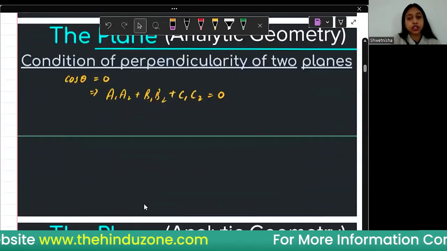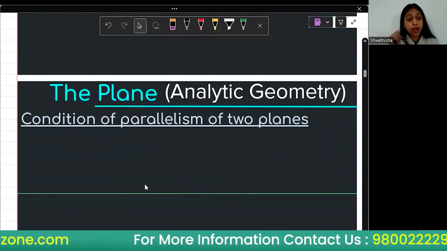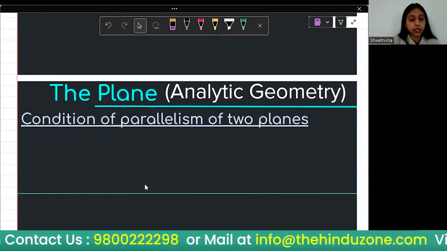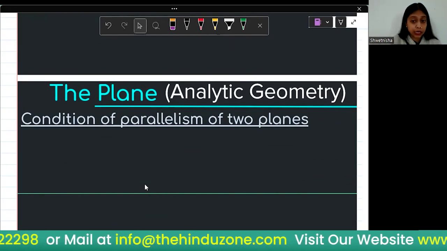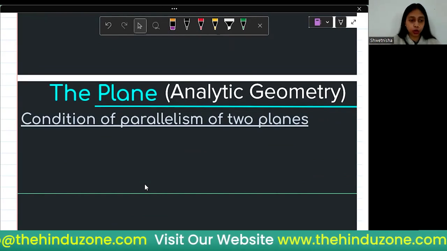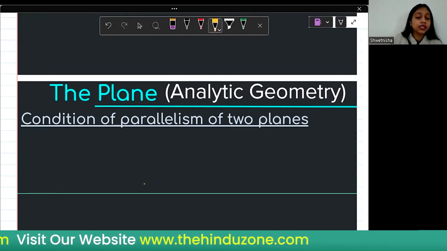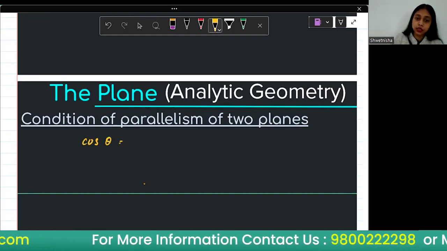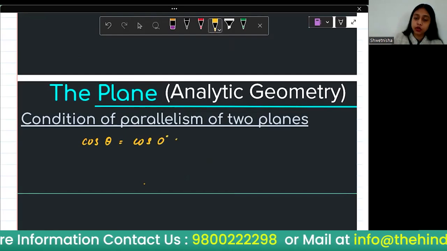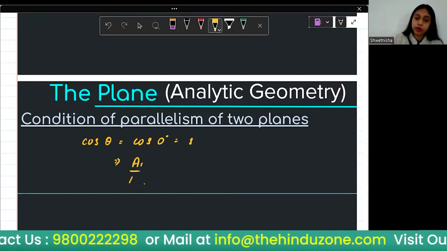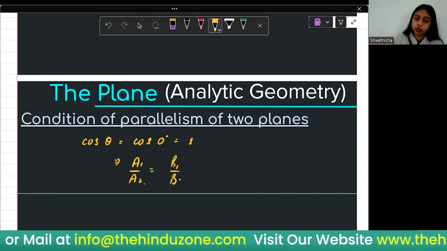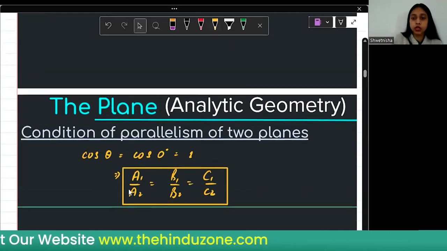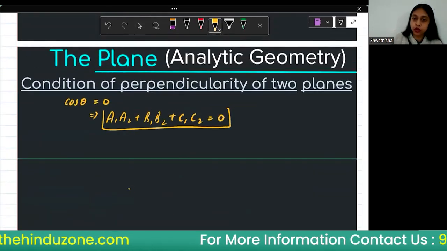And what will be the condition of parallelism of the two planes? If I have direction ratios a1, b1, c1 and a2, b2, c2 of two normals that are parallel, obviously if the planes are parallel, then their normals will also be. So in that case, these direction ratios are proportional. So cos theta is equal to cos 0, and cos 0 is 1, which implies that a1 divided by a2 is equal to b1 divided by b2 is equal to c1 divided by c2. Okay, so remember these two conditions, one for perpendicular, the other for parallel.